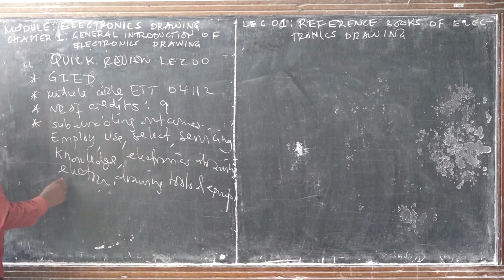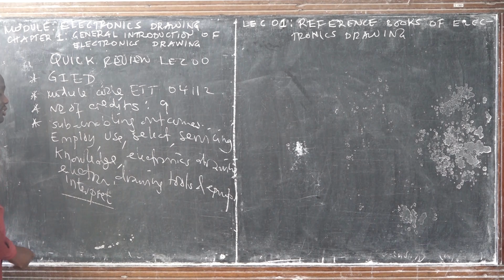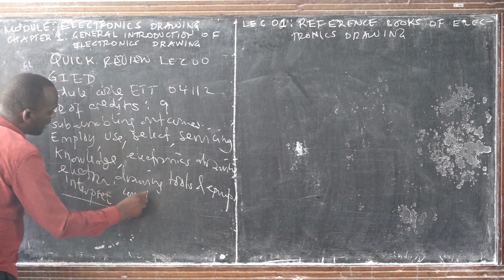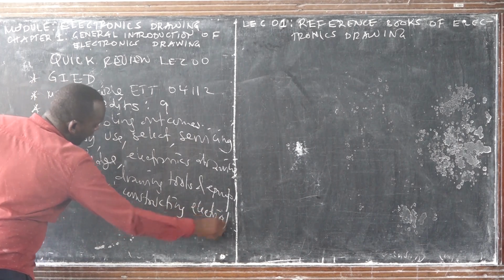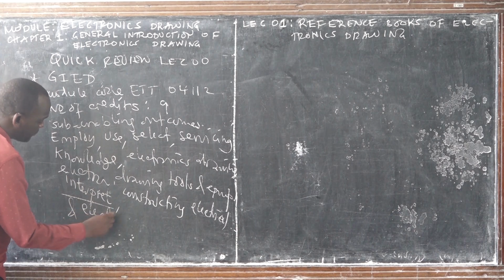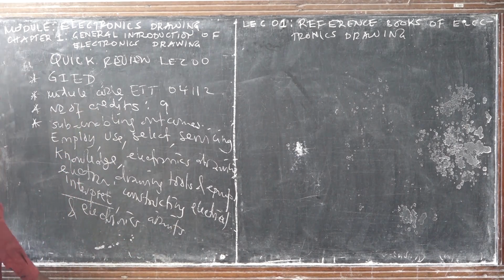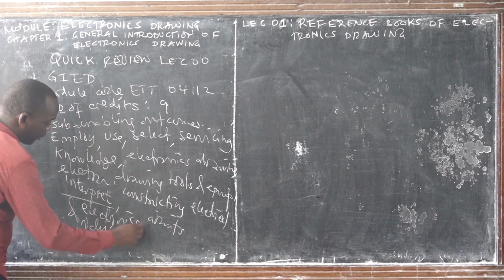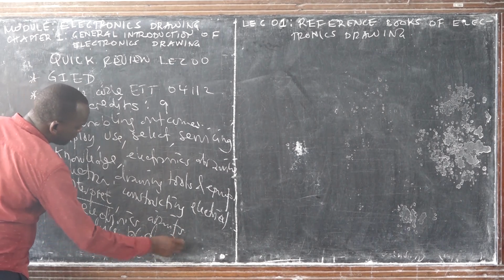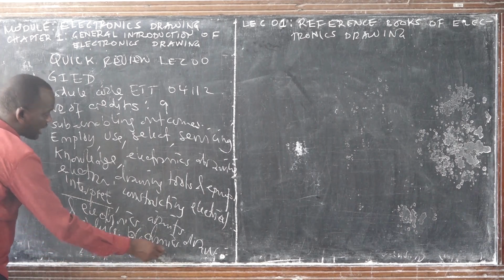We also encountered another vocabulary, interpret. It means you should have a skill to interpret. Another keyword was constructing. Constructing what? Electrical and electronics circuits. Then another keyword: you should be able to produce electronics drawings of electrical and electronic circuits.